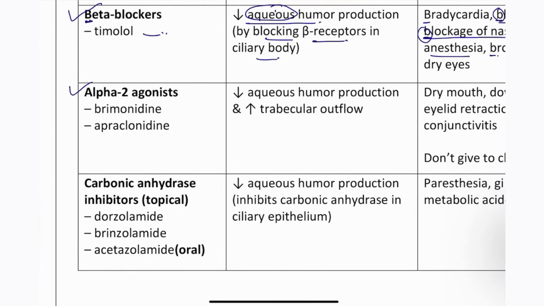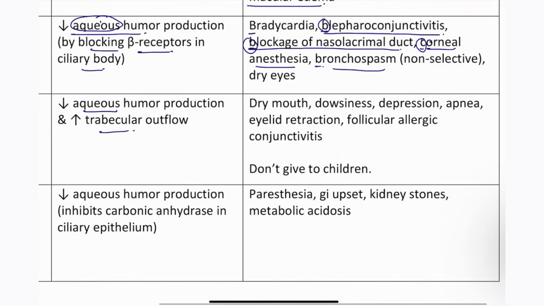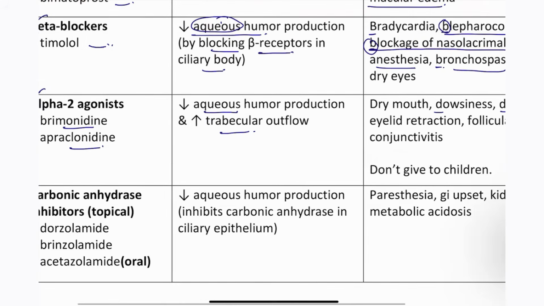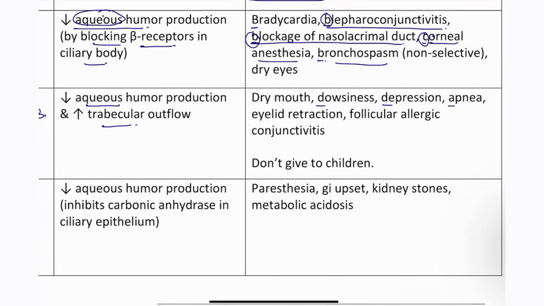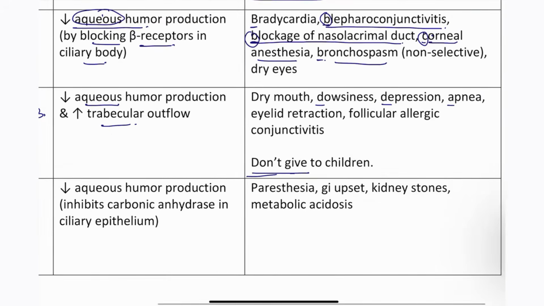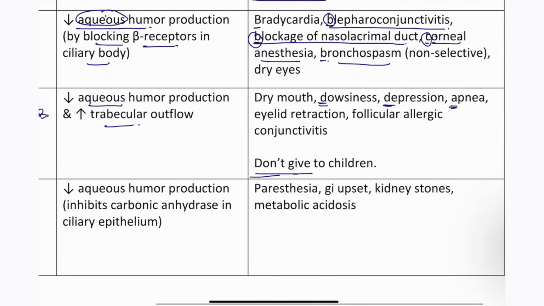Next, alpha 2 agonists. Examples are brimonidine and apraclonidine. They decrease aqueous humor production and also increase the trabecular outflow. Side effects are drowsiness, depression, and apnea. Why are these symptoms seen? Because this drug crosses the blood-brain barrier. So, if you see this patient in children, you should not give this drug. It can cause drowsiness, depression, apnea, eyelid retraction, and follicular allergic conjunctivitis.